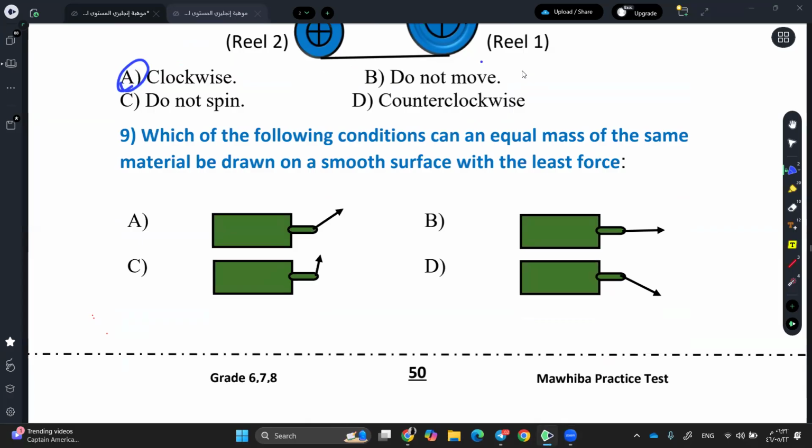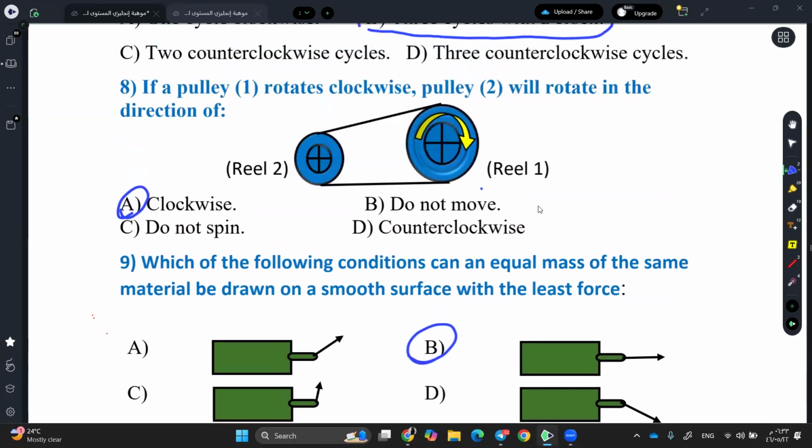Yalla, Zaina, question number 9. Which of the following conditions allows an equal mass of the same material to be drawn on a smooth surface with the least force? Do you think they are the same mass and all on the same surface? So which one will be easier to move? B. B, excellent. It will be the one that is easier to move because you will not need a huge force to move it.